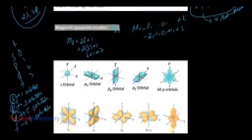And what are the names of D orbitals? Dyz, Dxz, Dxy, Dx square minus y square, Dz square.